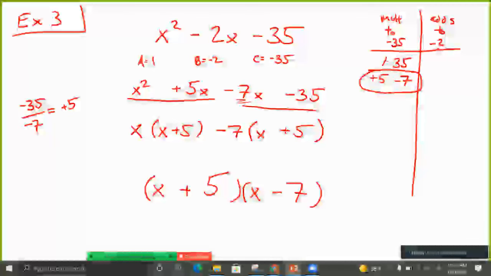Cool. And it's coming out exactly like we thought it would from our guess earlier, our skipping of the steps. Very good. x plus 5 times x minus 7.